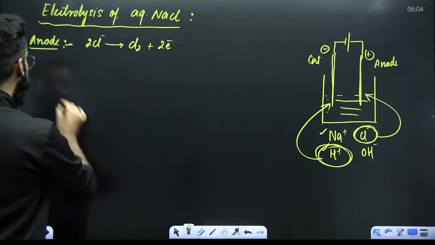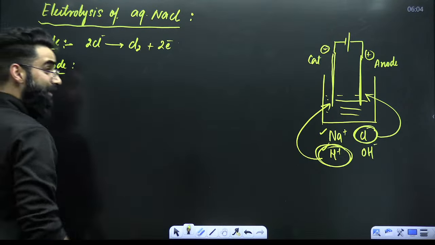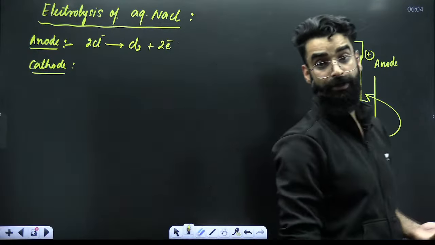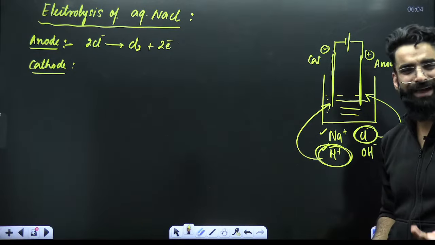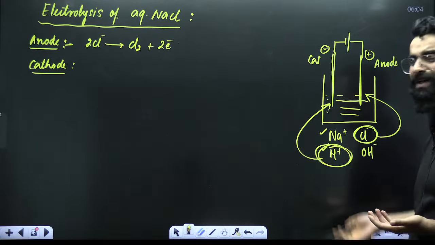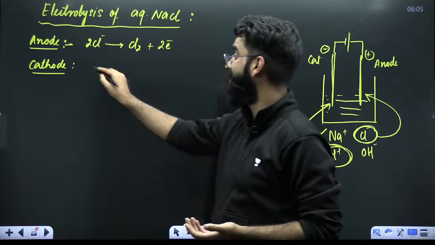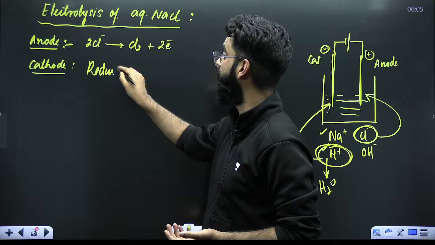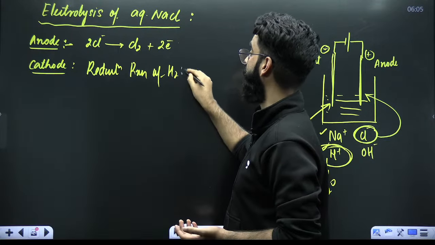Right? Now if I ask you what will be the reaction at cathode? At cathode, reduction will take place. Reduction of what? Reduction of H positive. This H positive has come from where? H positive has basically come from water. So I would write the reduction reaction of water here.